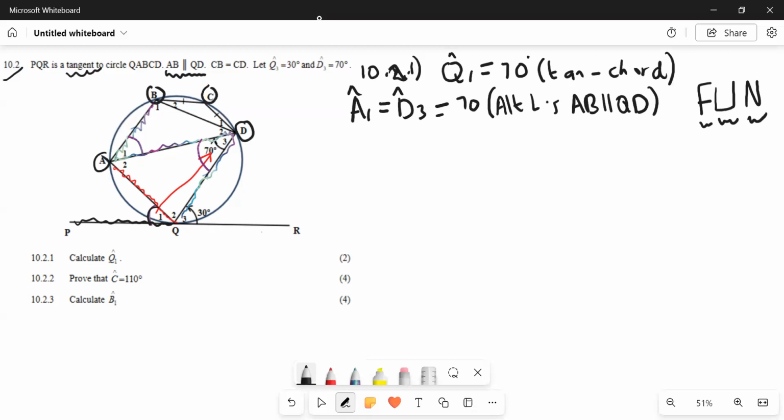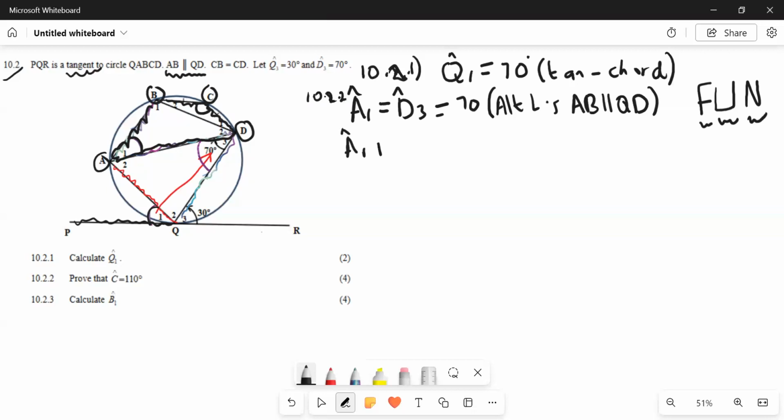And then from there, if you check B, A, D, as well as C, they form a cyclic quad, right? So with that being said, we can conclude and say A1 plus C is equal to 180, interior opposite angles of a cyclic quad. That's 10.2.2.